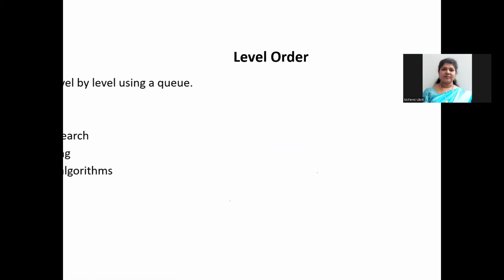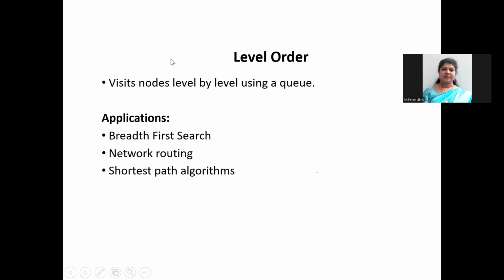Okay, and next is the level order. This will visit the nodes level by level. A queue concept is used here, order by order. So breadth first search is used, and here network routing is done, and it is also used in shortest path algorithms. We'll be seeing all this in later slides.